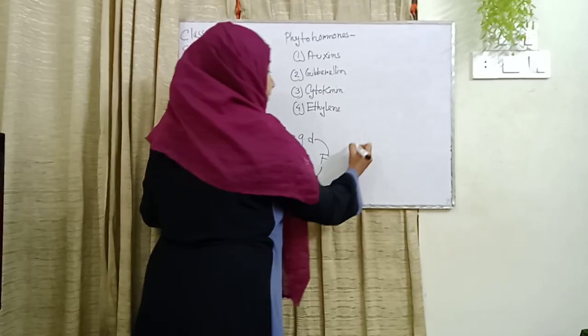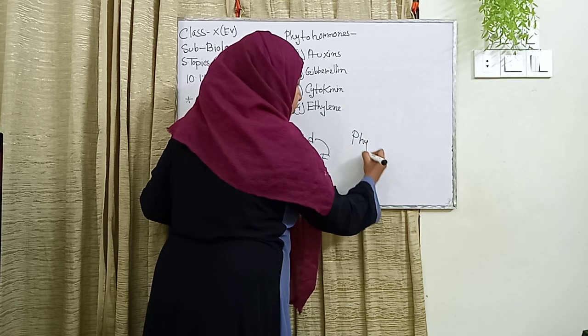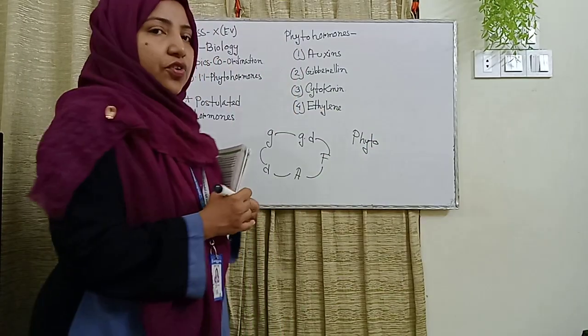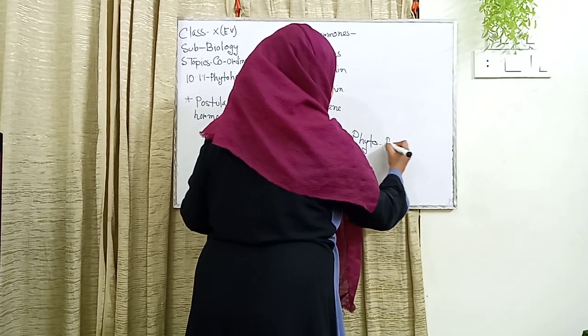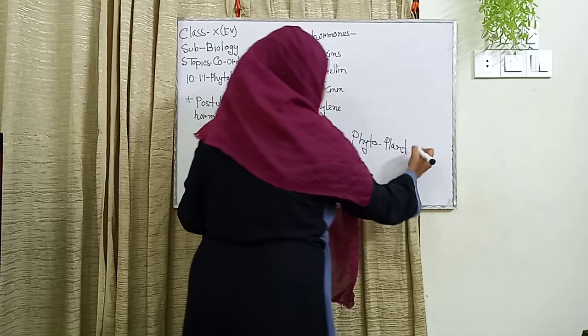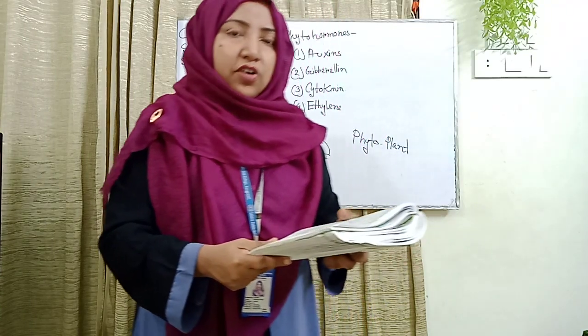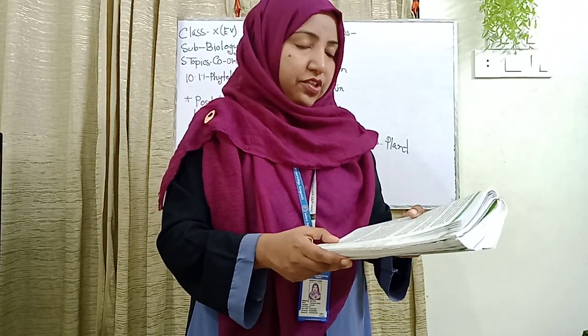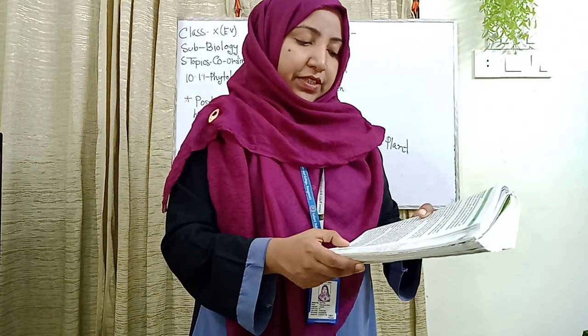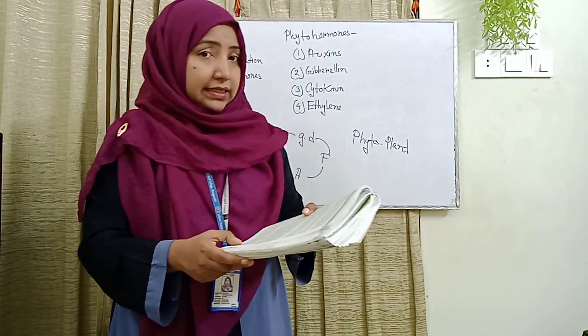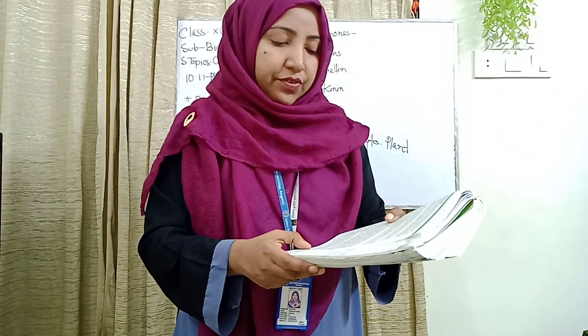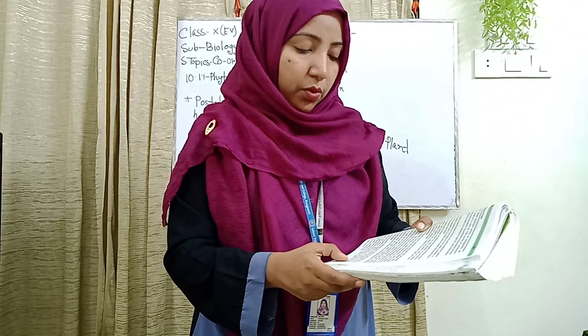Here I just write this: phytohormone, P-H-Y-T-O. Basically, phyto comes from the Latin word, and phyto means plant. Some describe phytohormones as plant growth substances. According to most scientists, a chemical substance produced in cells and translocated to other distant cells, which controls their activities, is called a hormone.